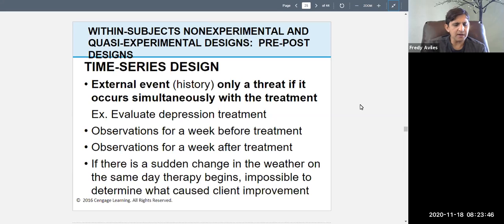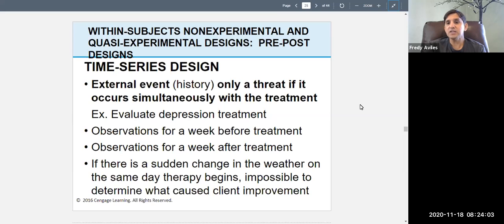Depression, you look at the pattern before treatment, then you have a treatment, right, some therapy, and then you look at the pattern afterward, okay? So you can evaluate this depression treatment. So you observe for a week before treatment, and you have the treatment, and then you observe for a week after treatment, and you can look at the pattern.